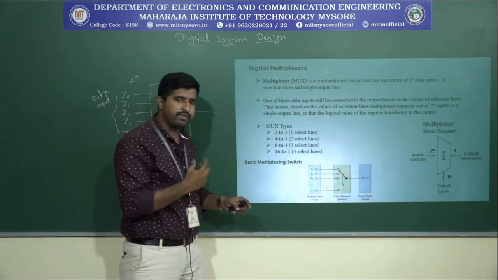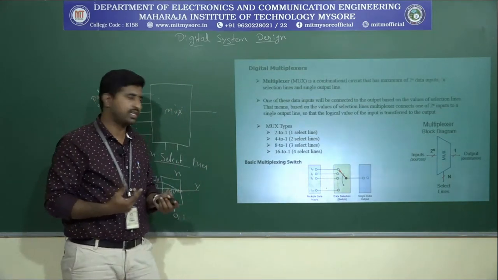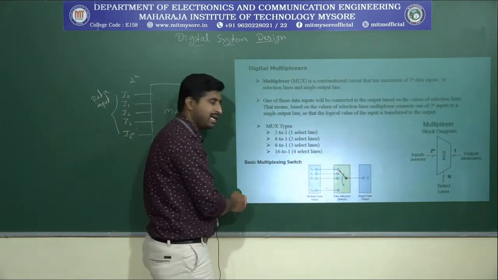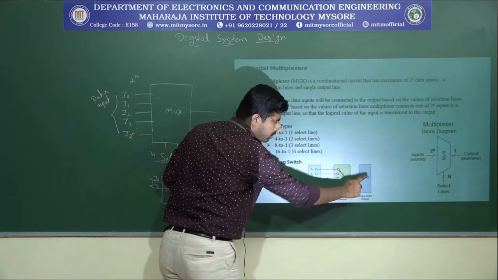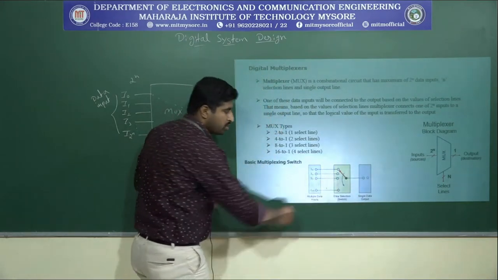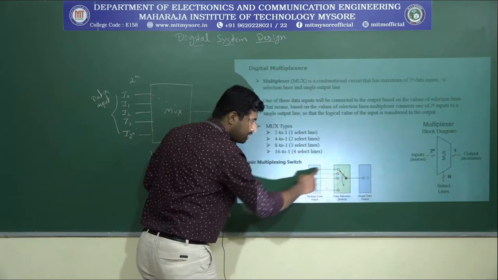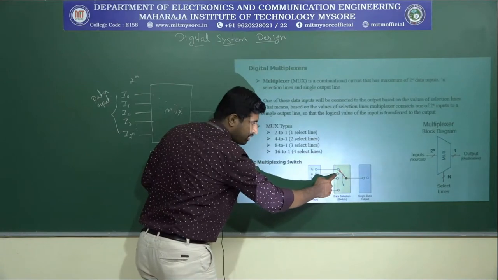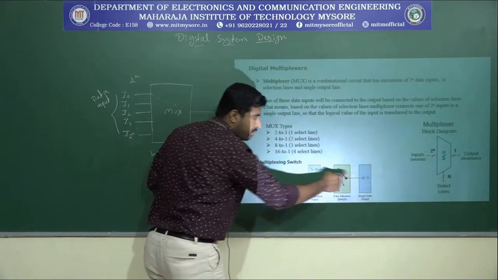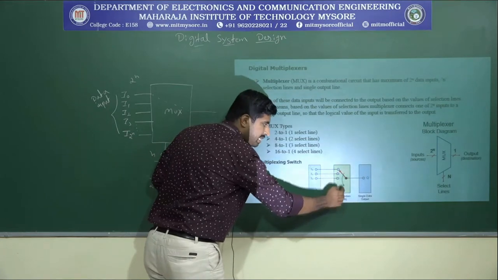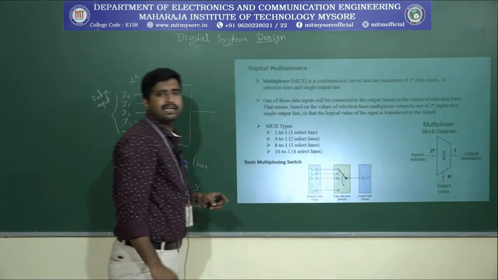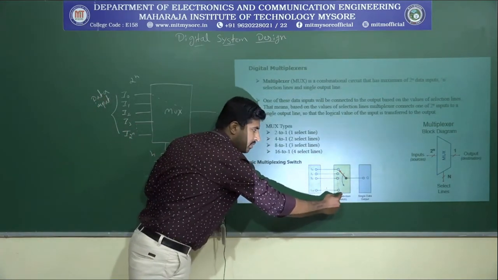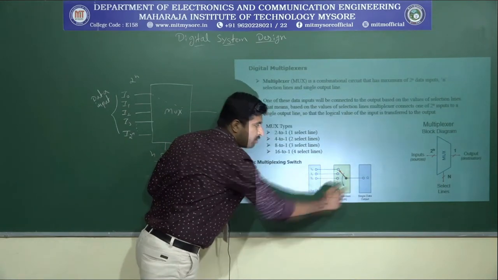Similarly, the operation of a MUX can be compared to switching, a basic multiplexing switch. Assume we have multiple data lines, and we need to connect one to the single output. If the switch is connected to the first input, then I0 will be the output Q. If the switch is connected to the second input, then I1 will be Q, and so on. But the selection of the switch depends on the select lines. The select lines operate the switching, and according to that, an input will be connected to the output.